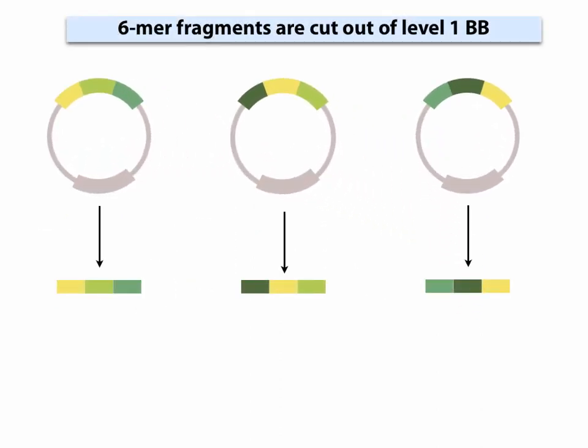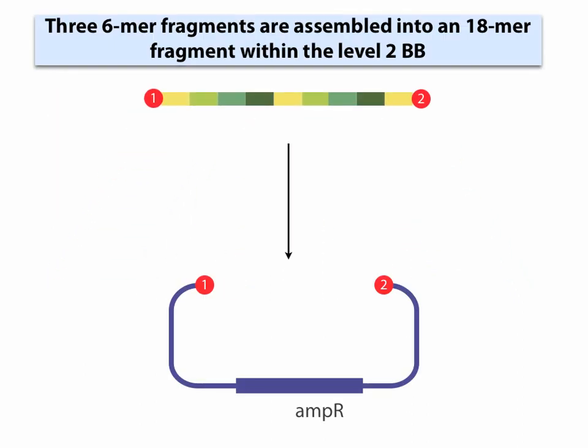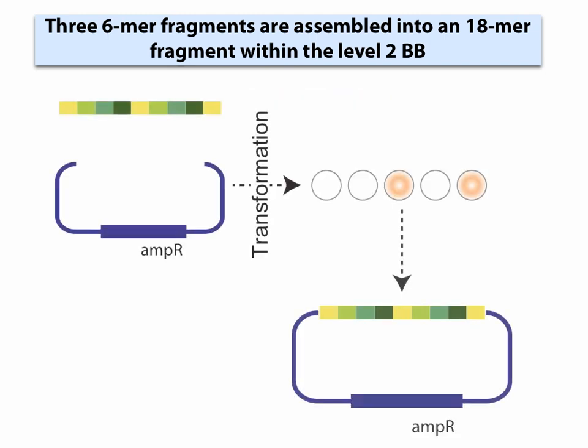Following plasmid DNA preparation, the 6-mer fragments are cut out of their level 1 backbones and then subjected to chewback. The LIC-ready fragments are assembled into an 18-mer fragment using the level 2 backbone with the ID combination 1-2. As opposed to the 6-mer fragment assembly, we recommend generating single clones following the transformation of the 18-mer construct into bacteria. This is necessary as approximately 15 to 20% of all 18-mer assembly products represent shorter assembly products.